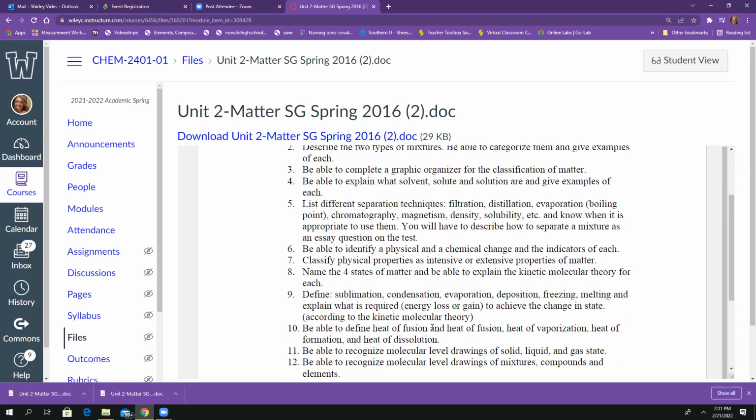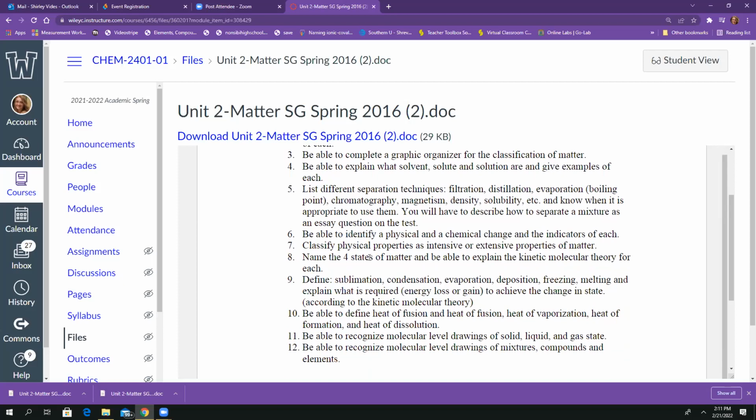Be able to identify a physical and a chemical change, and those indicators. The physical properties are classified as intensive or extensive. Know which ones are which. The four states of matter, you know them, and be able to explain it according to the kinetic molecular theory. Define these phase changes of sublimation, condensation, evaporation, all the way to deposition and freezing and melting, and you need to explain what is required. Does it gain energy? Does it lose energy? And then also describe it based on the kinetic molecular theory.